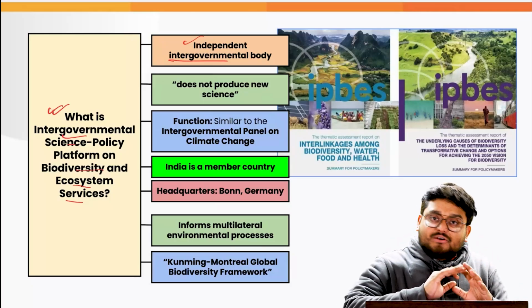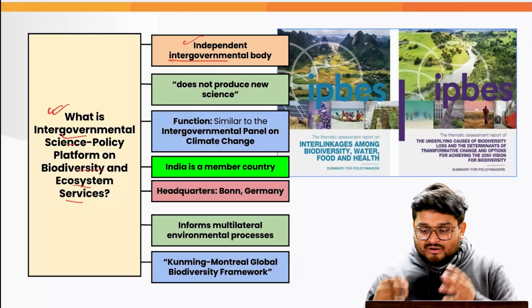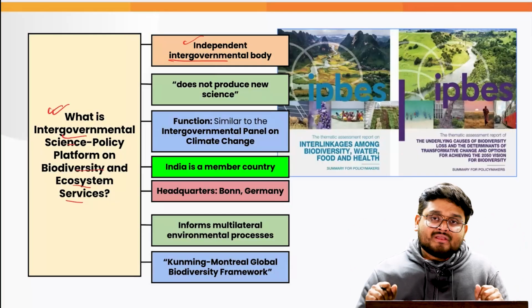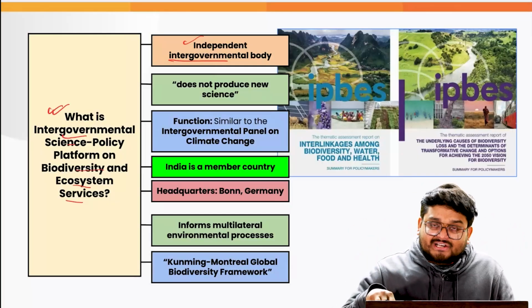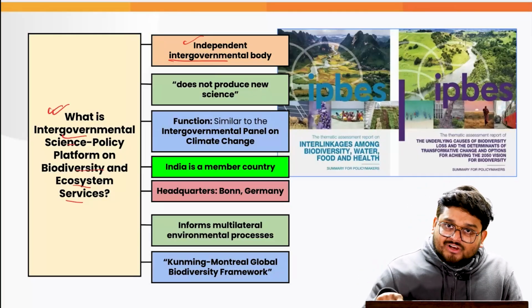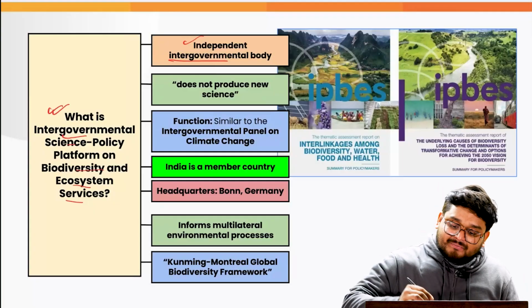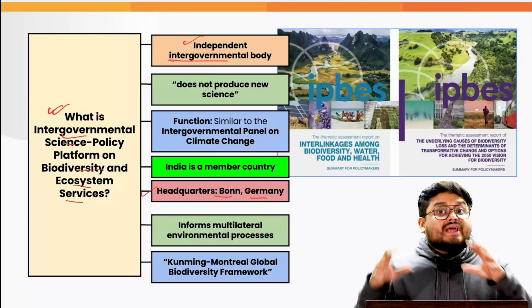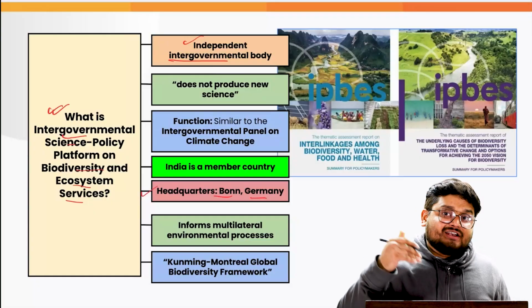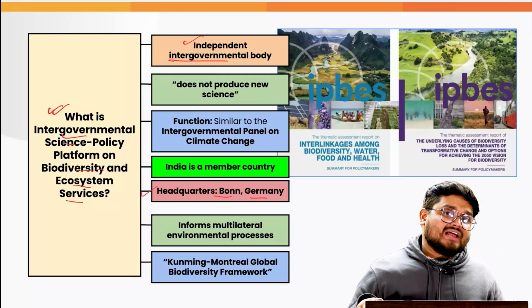So what do they do? They do not produce any new science, any new ideas, or new technology to progress the climate change aspirations. They do not do that. What they do is, they have various representatives of academia, experts, research experts in the biodiversity field, in the environmental ecology fields. So they deliberate, they come together at a place, right? The headquarters of the same is at Bonn, Germany. So they assemble here and they undertake various research and development with reference to the ongoing issues in the biodiversity scenario of the entire world.